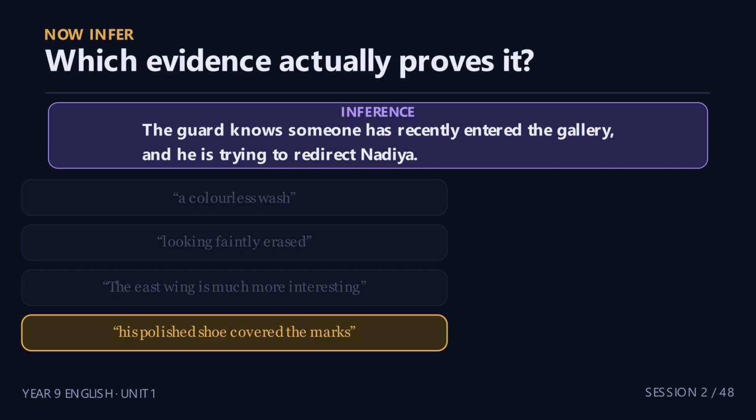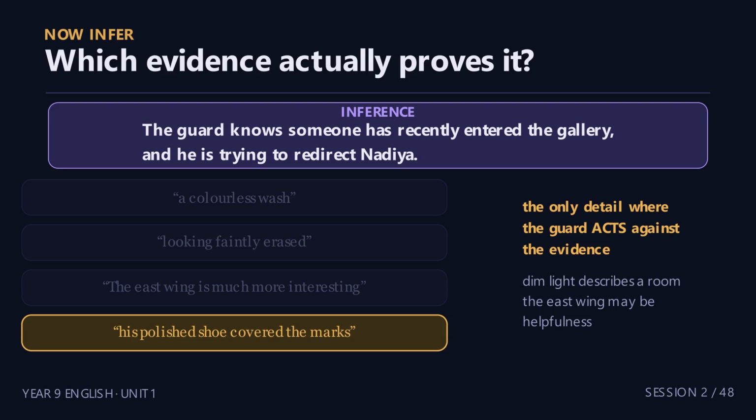Describing dim light tells you about the room. Recommending the east wing might just be helpfulness, but covering the footprints is a deliberate response to the very thing that contradicts him. That's not atmosphere. That's behavior. And remember the rule from last session. The strongest evidence is the most relevant and the most precise, never simply the longest.